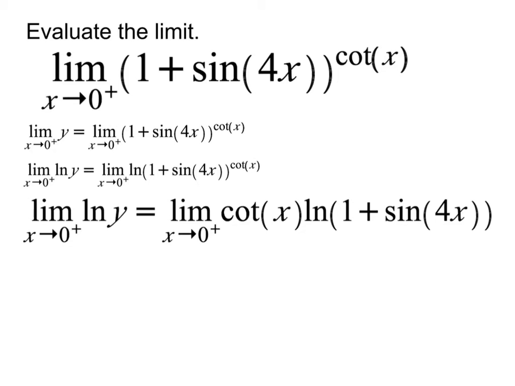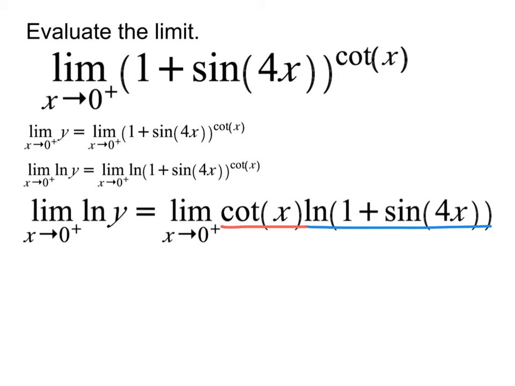Already, we've made some ground. We got rid of the exponent. Now we have a product. Well, remember the last type of indeterminate forms we looked at was indeterminate products. And so that means that I'm going to try to take my product here where I have cotangent times the natural log, and I'm going to want to write that as a fraction.